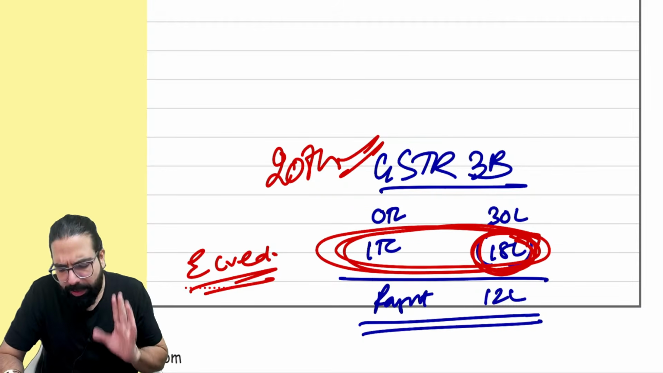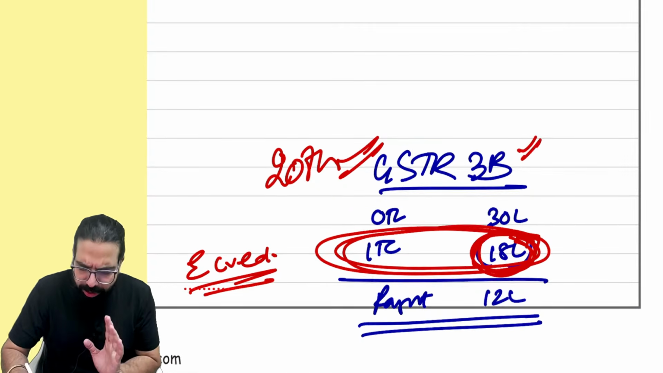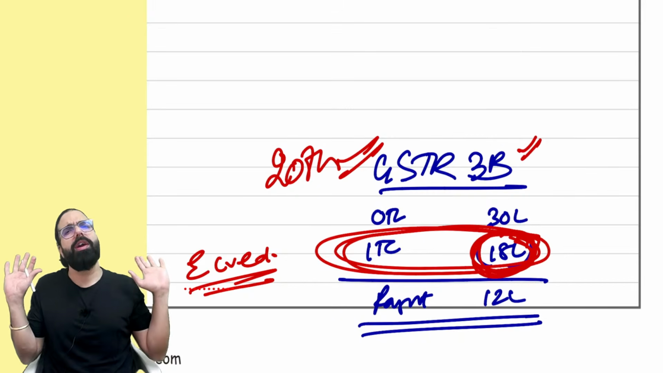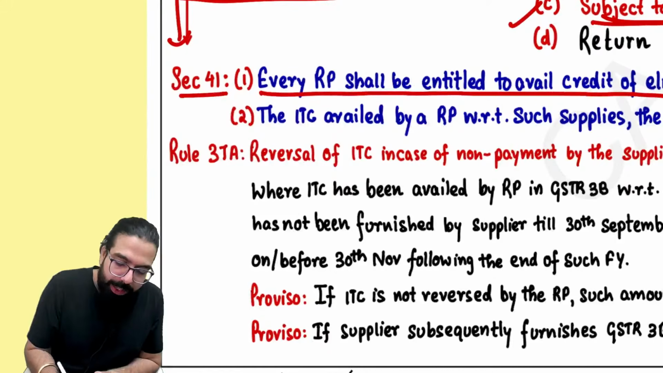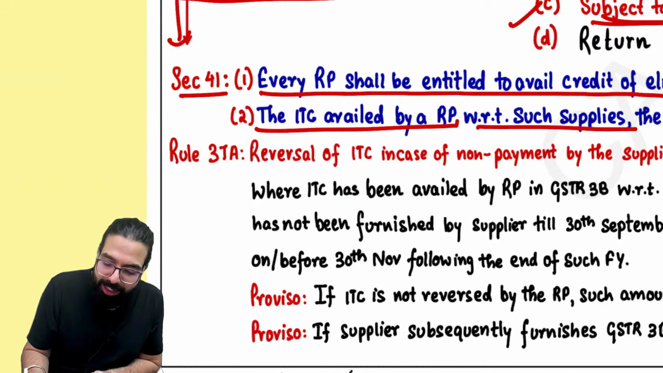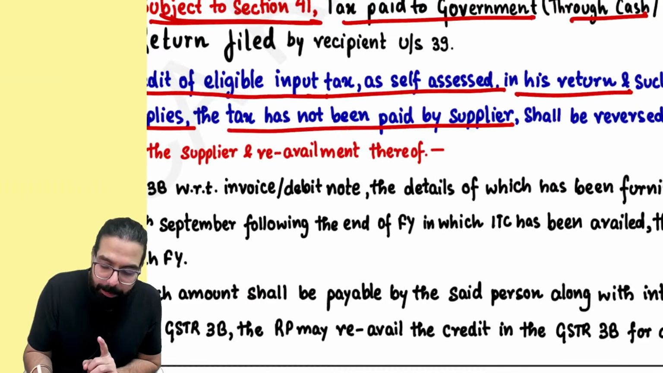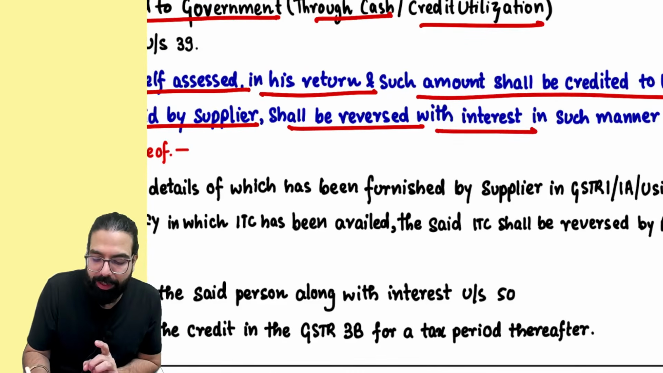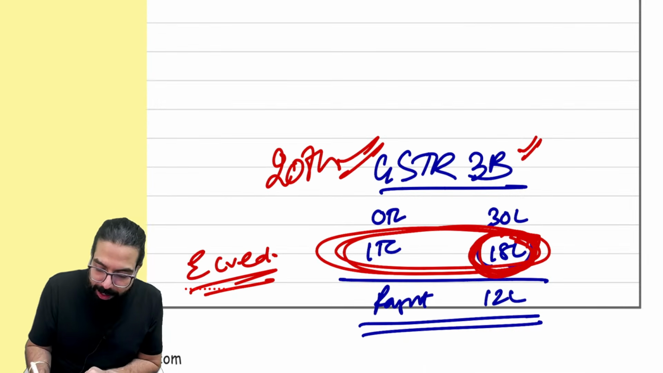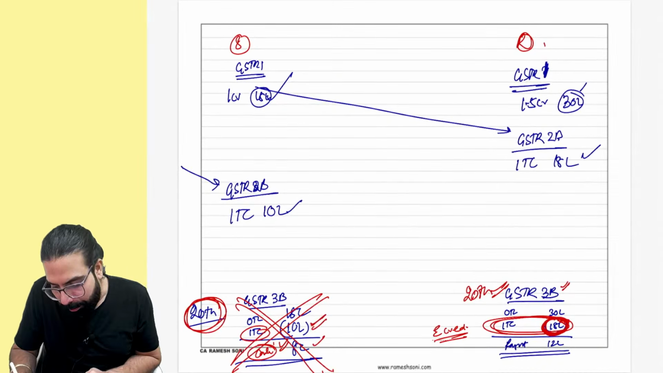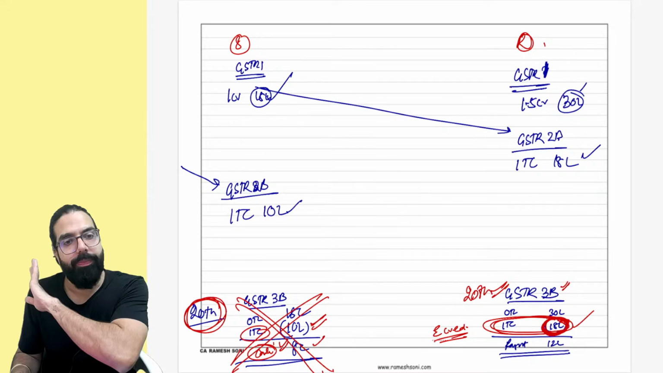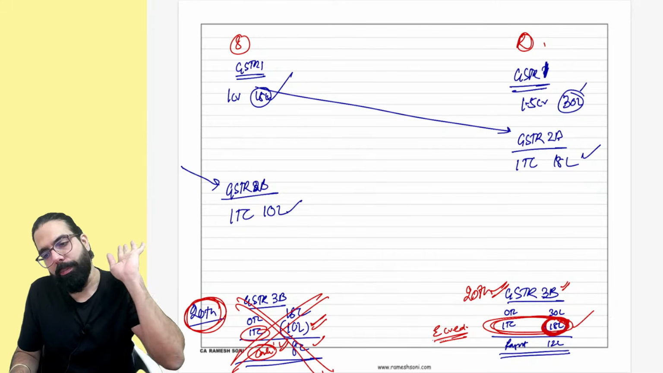Self-assessed means whatever you tell in your return. In your return, you told 18 lakh credit. No, government will give you the credit immediately. But remember one thing. The ITC availed by a registered person with respect to such supplies, where the tax has not been paid by the supplier, shall be reversed with interest. It means, did my supplier pay this 18 lakh? No, sir, useless fellow, he did not pay. So what to do? You have to pay it back to the government with interest. Interest we'll learn in the payment of taxes chapter.